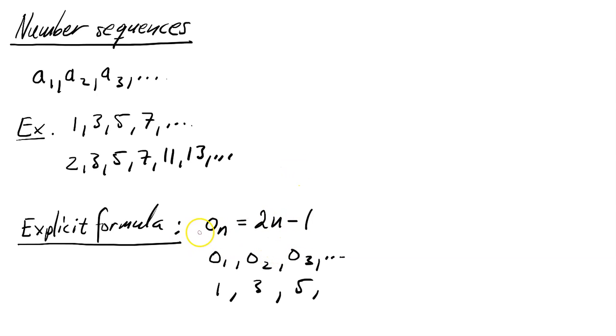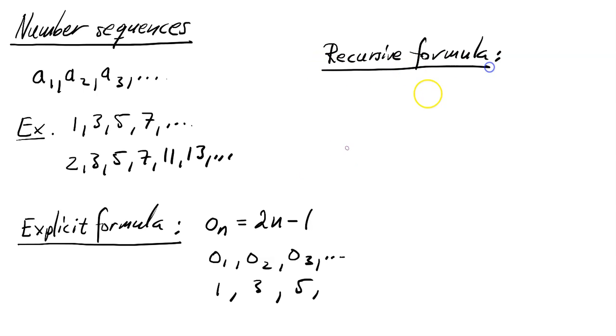Then you also could have a recursive formula. And that only gives you the number sequence implicitly. For example, the odd numbers could also be given by this recursive formula. So if you have the odd number n, you get the next one just adding 2. So if you start at 1, then the next one in line will be 2 more.